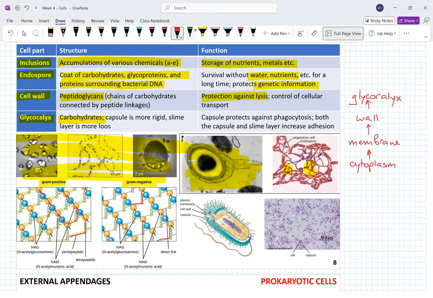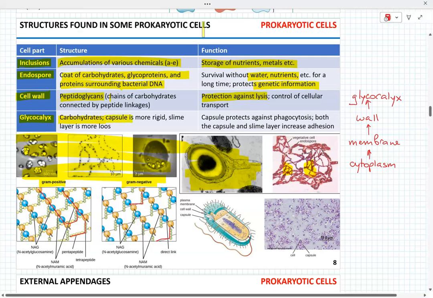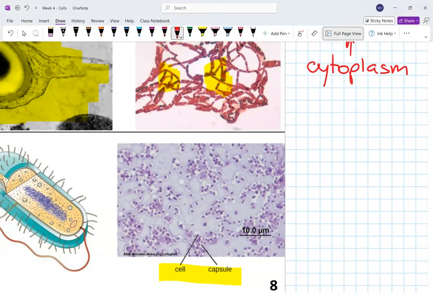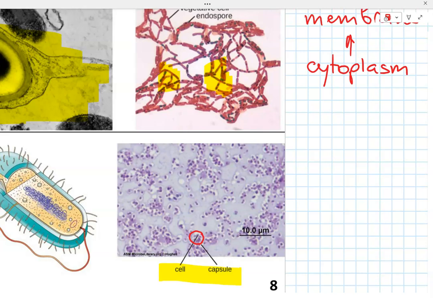So, two types of glycocalyx that you must know are capsule and slime layer. Capsule is more rigid, slime layer is more loose. Capsule can protect cells against phagocytosis, destruction by other cells, especially cells of the immune system. And both the capsule and the slime layer can increase the adhesion of the cells to the surface. On the image on the right, especially if you enlarge it, you can see the capsule stain, where capsule is stained white.